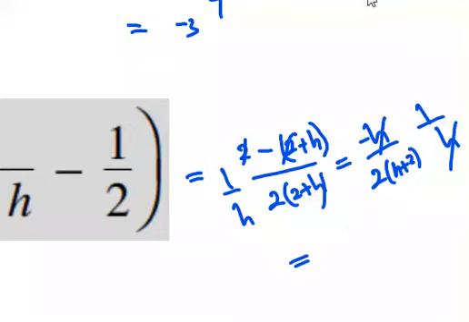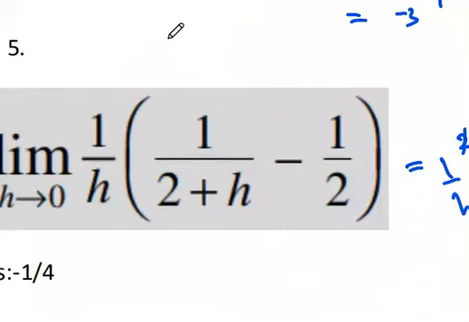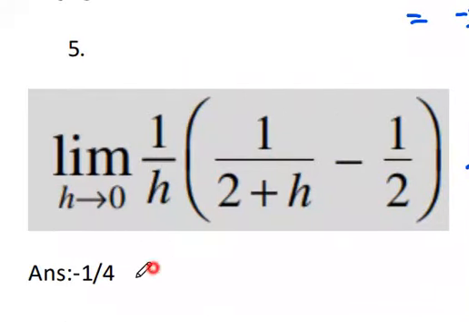So finally you get this rational function, right? As h tends to 0, this becomes close to 2, then minus 1 over 2 times 2, which is minus a quarter. The answer would be minus a quarter.